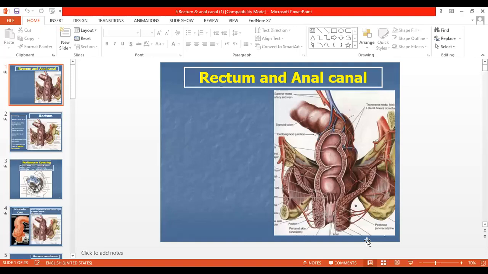So this is all about the rectum as well as the anal canal. If you have any doubts regarding this, you can ask me now.